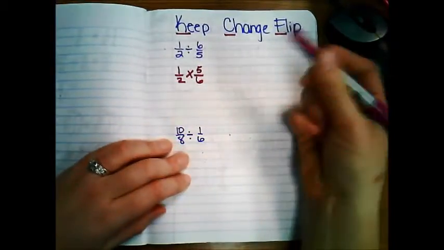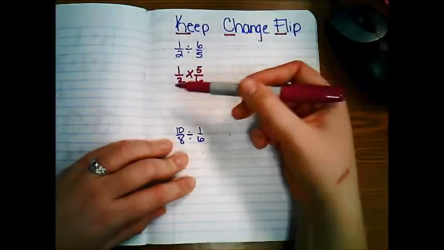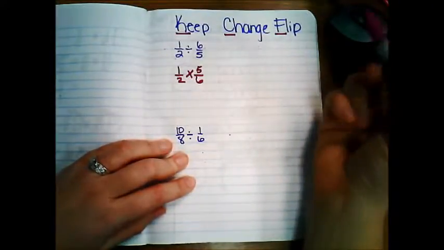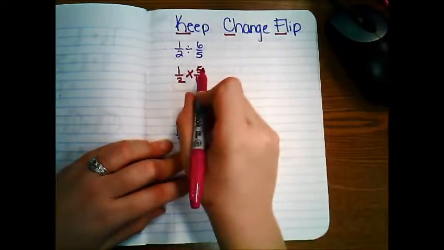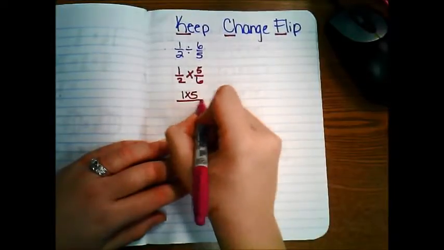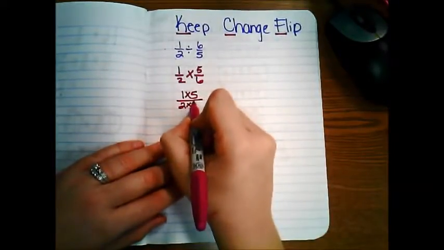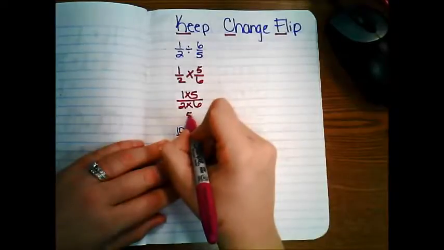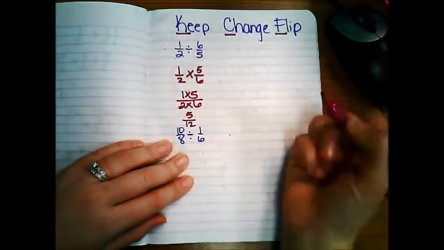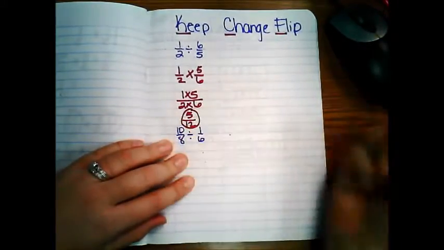Okay, so now we have a multiplication problem, and we know that we can multiply a fraction times a fraction. We just multiply numerator times numerator, so 1 times 5, and denominator times denominator, so 2 times 6. So my answer is 5/12. It cannot be simplified. There we go.